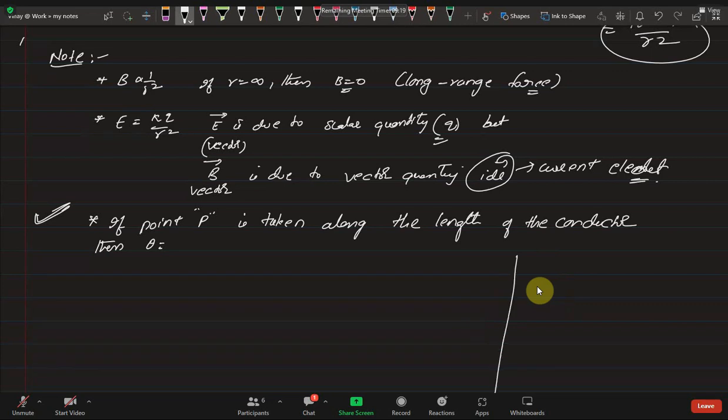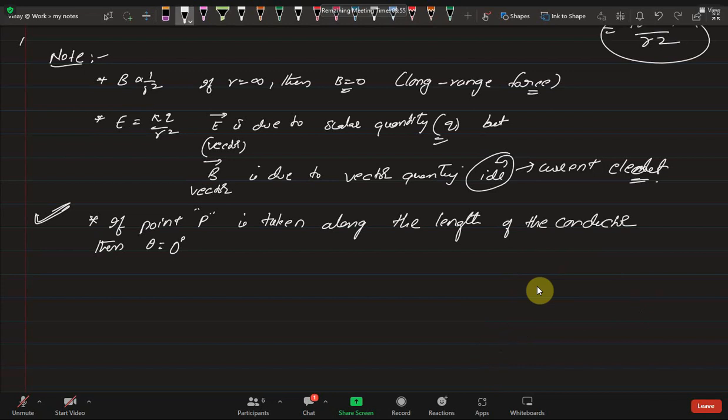See, this is the conductor. This is the dl. This is the point P. This is the angle theta. If I take the point P here, what is the theta value? 0 degree. For that, this much time, 0 degrees.